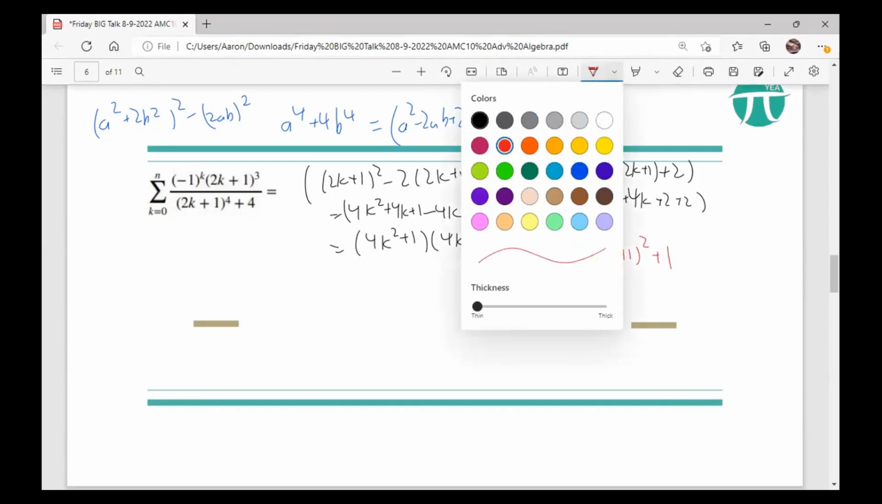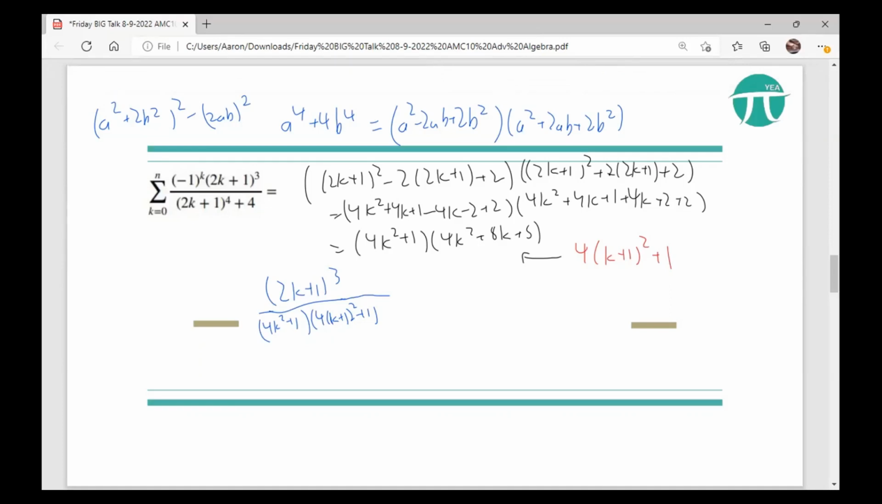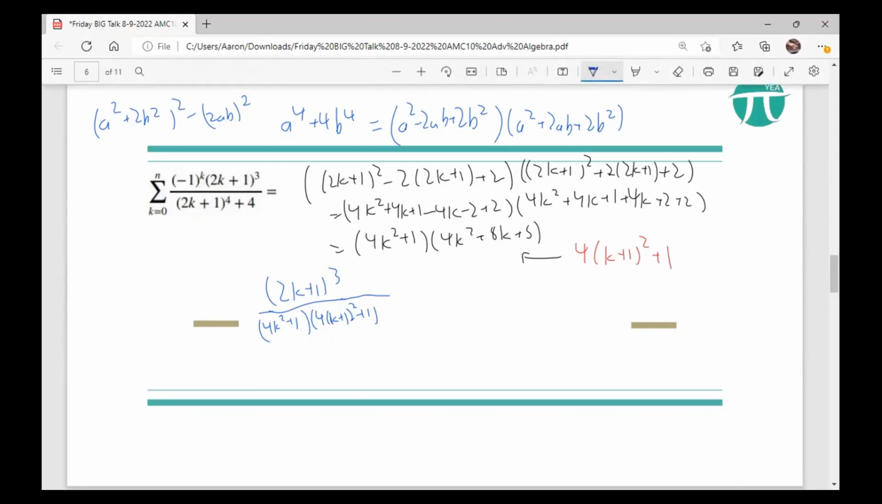And so next up, we're back to the whole thing. So it's 2k plus 1 cubed over 4k squared plus 1 times 4 times k plus 1 squared plus 1. And now one of the more common ways to solve algebraically for a telescoping sum is to use something like this.